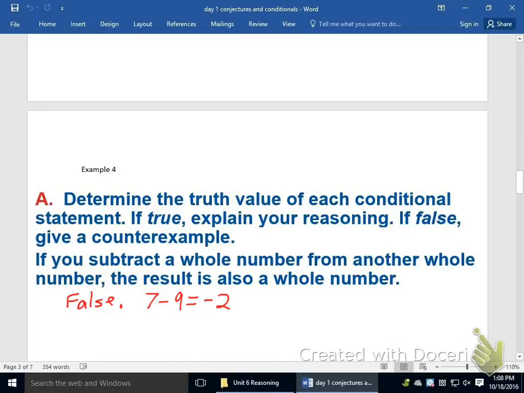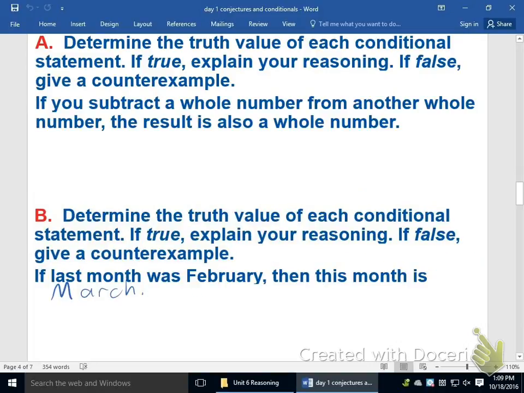Basically, if it had said if you subtract a whole number from another whole number, the result is an integer, that would have been true. That would have been fine. But as it is, no. Exact same instructions on part B. If last month was February, then this month is March. Please don't try to overthink things. This is true. March follows February would be my explanation.